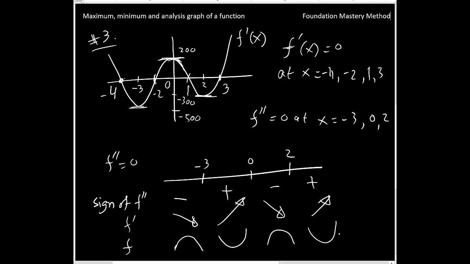So then we can say negative 3 is an inflection point, 0 is an inflection point, and 2 is also an inflection point. So you have got everything. I hope you have understood how to analyze a graph and find max and min when you are given the algebraic form of a function, or you are given the graph of the function, or you are given the graph of the derivative.